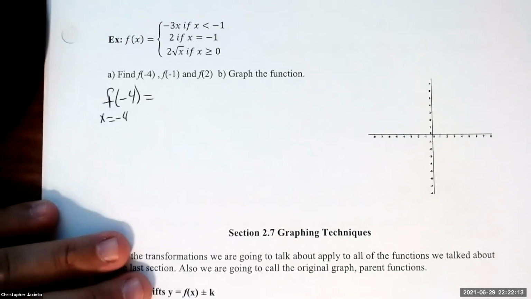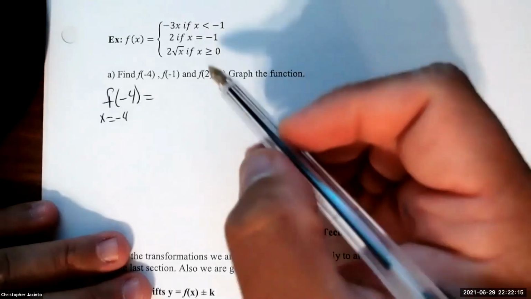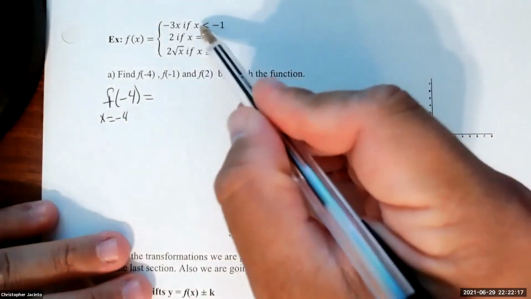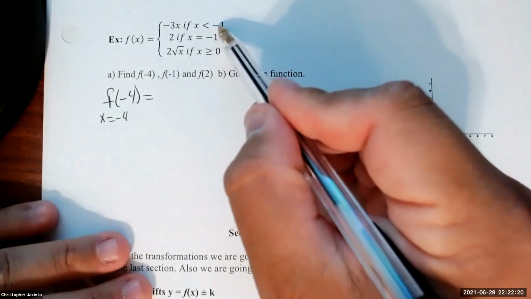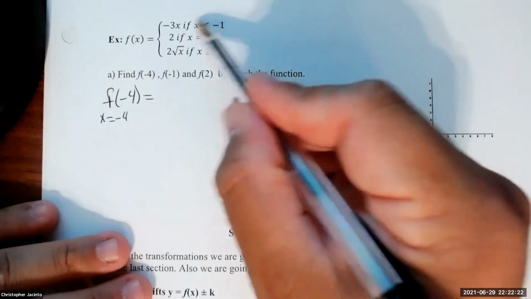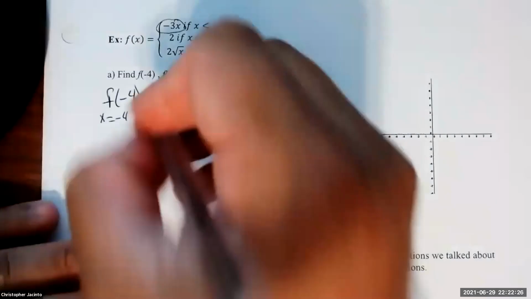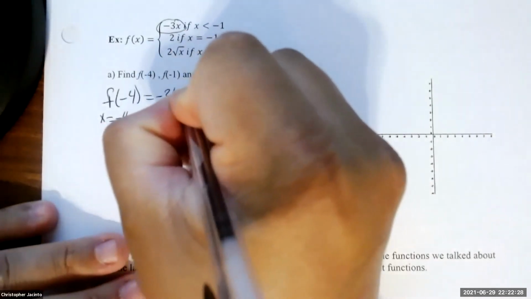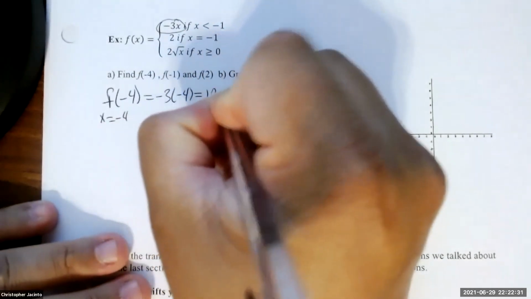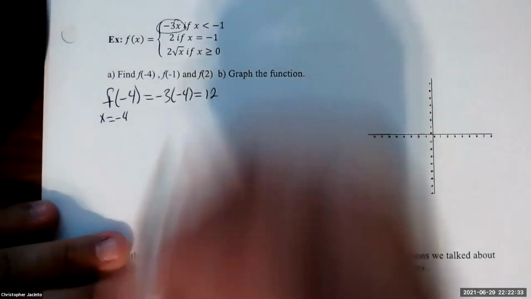Okay, so that's at the top. Good. So I get somebody paying attention at least. So it satisfies the top, right? Because -4 is less than -1. So I'm only going to plug in to there only. So it's -3 times -4, which is 12, right? And there's your answer.